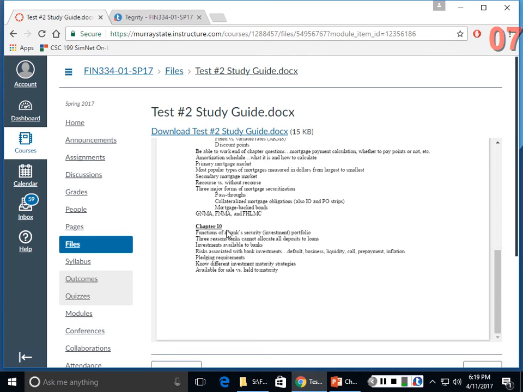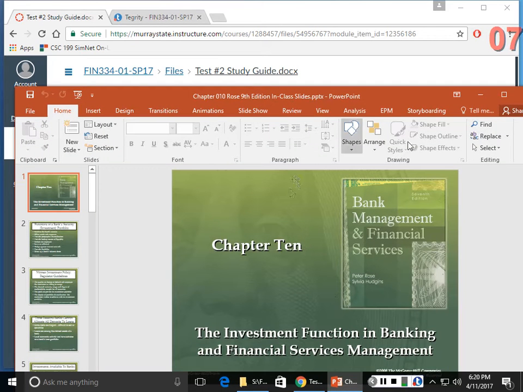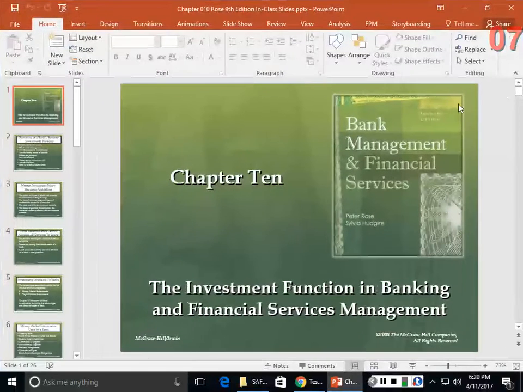All right, so let's go ahead. If you have any questions, you can stop me along the way. Let's go ahead and jump into Chapter 10, which is the bank investment function. And we'll take a look at this. We'll get this knocked out, and then we'll see what we're going to do from here.